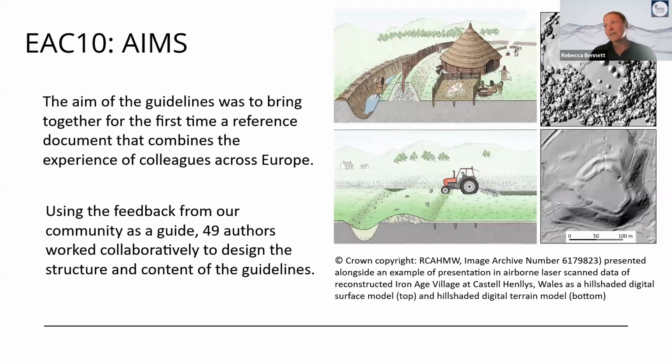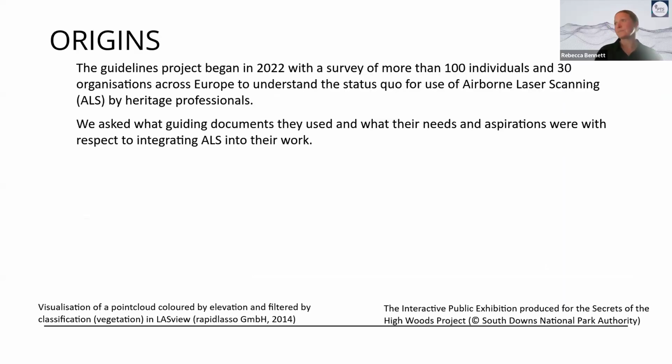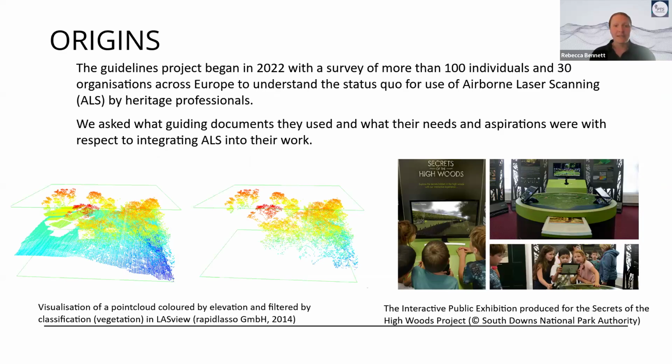So, having undertaken that survey from the community as a guideline as to what people wanted and needed, 49 authors worked collaboratively, designing both the structure and the content of the guidelines together. As I mentioned, it was a couple of years in progress bringing this together. The survey that we undertook of more than 100 individuals and 30 different organisations from across Europe was done in 2022. We wanted to understand the status quo for the use of ALS by heritage professionals, and we also asked what guiding documents were currently being used and how, so that we could understand what the needs and aspirations were with respect to integrating ALS into wider work.